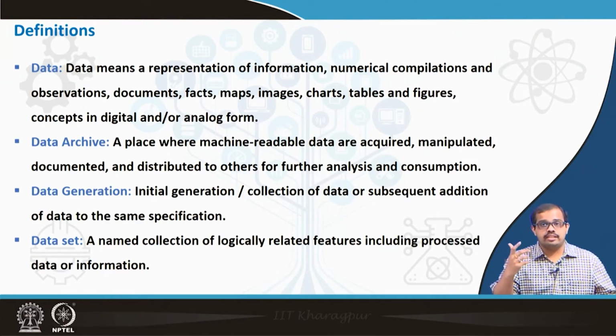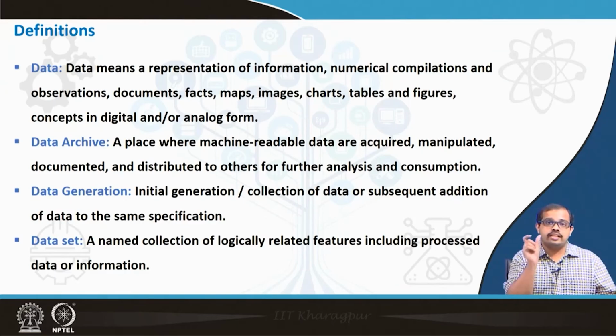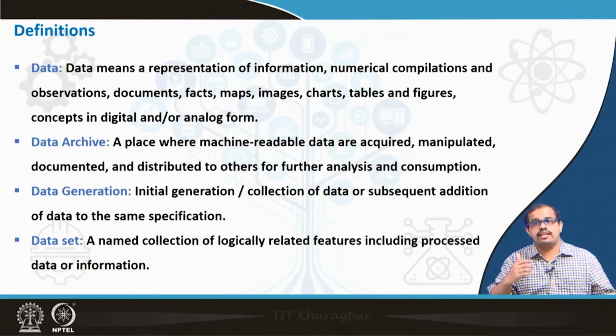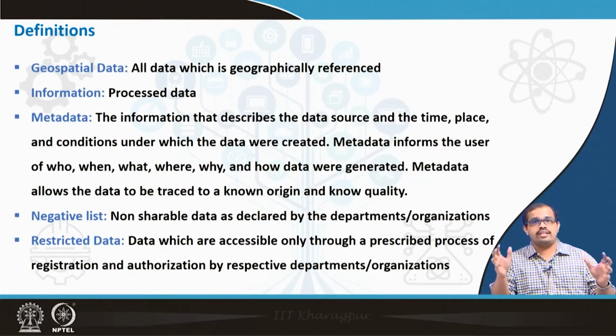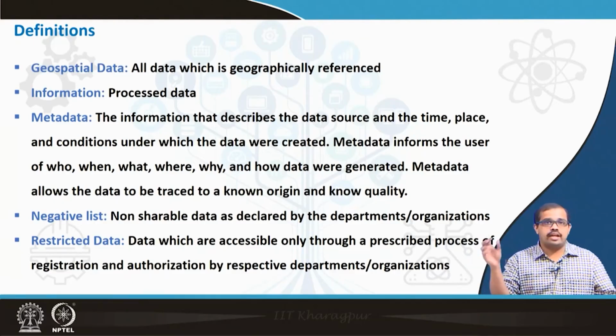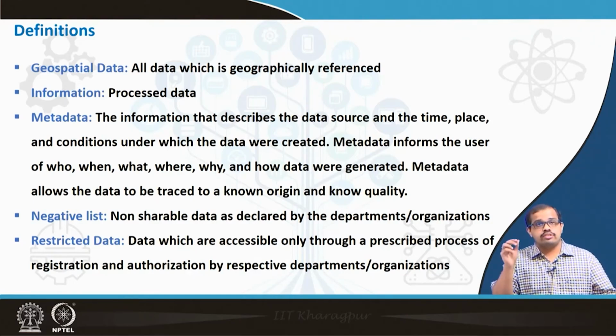Then you have data set, it is a named collection of logically related features including processed data or information, that is called a data set basically. Okay. So, when you look at geospatial data, all data that is geographically referenced. Anything that has a reference to the earth's surface and anything that can be easily located is nothing but geographical data, also called geospatial data. The processing of the information we get from the data, the processed data, is nothing but information.